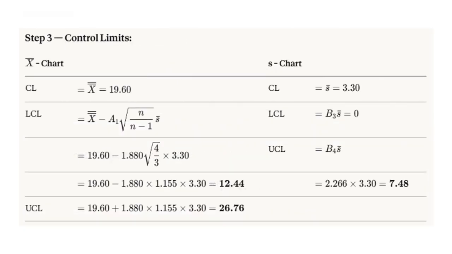We have already seen the formula for the control limits. According to the mean chart formula, the central line is going to be equal to 19.60, the lower control limit will be equal to 12.44, and the upper control limit will be equal to 26.76. Similarly, for the standard deviation chart, the central line will be equal to 3.30, the lower control limit is going to be equal to 0, and the upper control limit is going to be equal to 7.46. Here I have shown the calculations, applying the formula, for how I got these values.